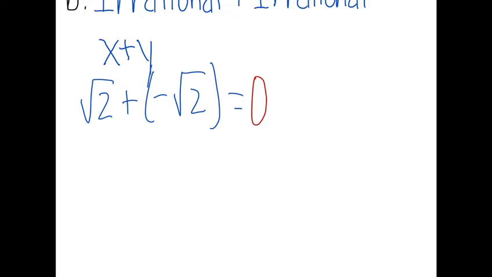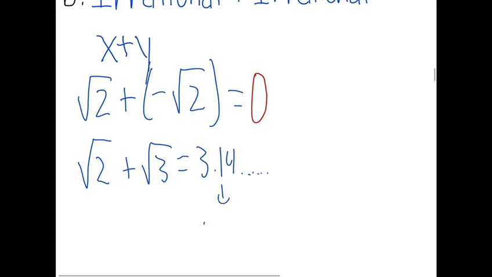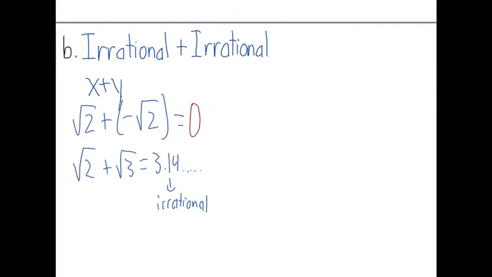But now, let's take another example. The square root of 2 plus the square root of 3. This will be equal to approximately 3.14, but then there's some other digits beyond the 4 that go on in a non-terminating, non-repeating fashion. And so this answer is irrational. So it's possible that you could also get an irrational sum. Therefore, when you add two irrational numbers together, it can be either rational or irrational.